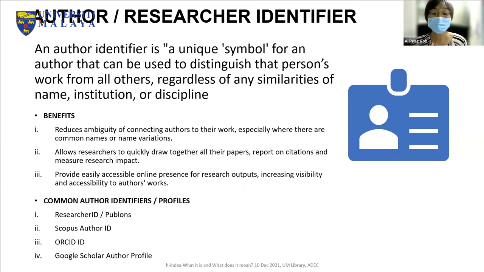So what are the common author identifiers or profiles in the market now? First one, ResearcherID, Publons, refers to Web of Science. If you're using Scopus, it's the Scopus Author ID. And there's one from a non-profit organization, the ORCID ID. Today I'm not going to talk about ORCID ID, but I highly recommend all researchers to register an ORCID ID. Why do I say so? You have ResearcherID, you have Scopus. In fact, UM only looks at your H-index in Web of Science and Scopus. So why do you need to register an ORCID ID? Just simply because ResearcherID is an author identifier recognized only by Web of Science, and the Scopus ID only by Scopus. ORCID is a neutral organization.